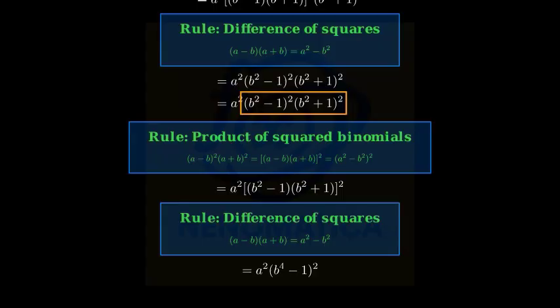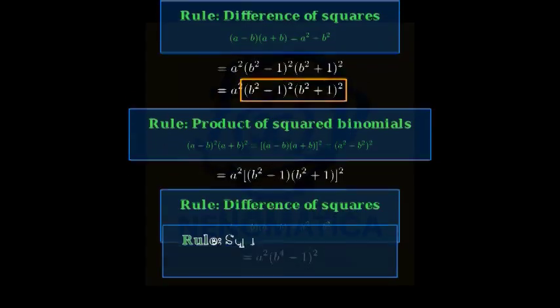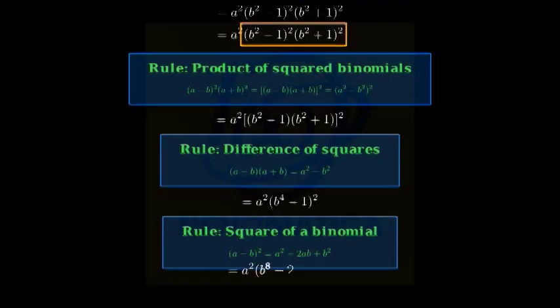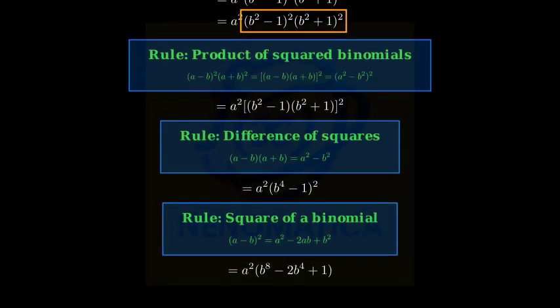Now, let's expand the remaining squared term. When we square a binomial, we get the square of the first term minus twice the product of the terms plus the square of the second term. So (b to the power of 4 minus 1) squared becomes b to the power of 8 minus 2 times b to the power of 4 plus 1.